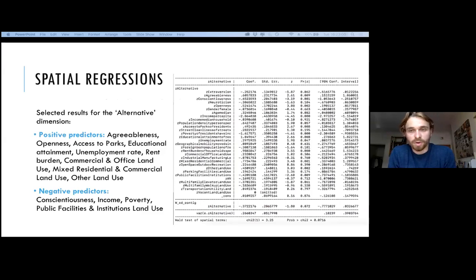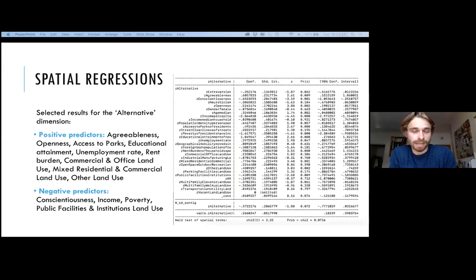So to do so, we moved on to conducting regression analysis, which included our personality traits and then a number of selected demographic variables and land use data from New York City. We started off using a simple OLS regression. However, the post-estimation test of spatial autocorrelation found that the residuals in our regression analysis were spatially clustered. Essentially this violates the assumption of an OLS regression model, which is that residuals are independent of each other.